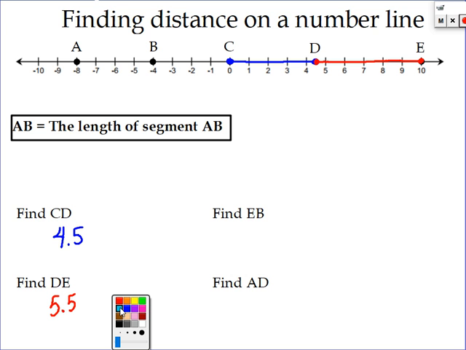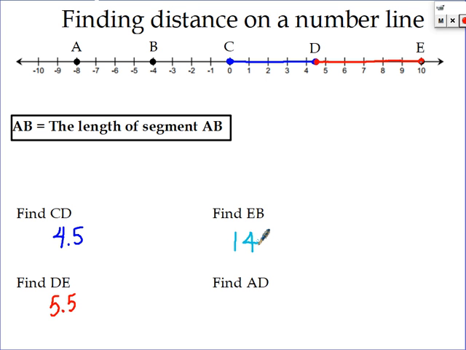For EB, now I'm going from E to B or B to E. And again, we're just counting, and it doesn't matter where you start. So 1, 2, 3, 4, 5, 6, 7, 8, 9, 10, 11, 12, 13, 14 is from E to B.